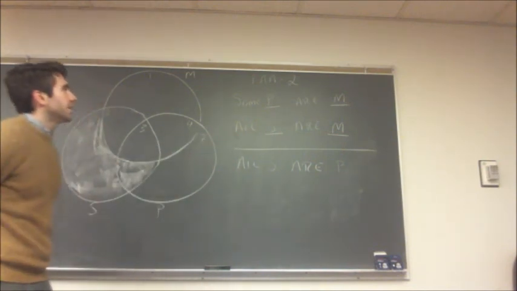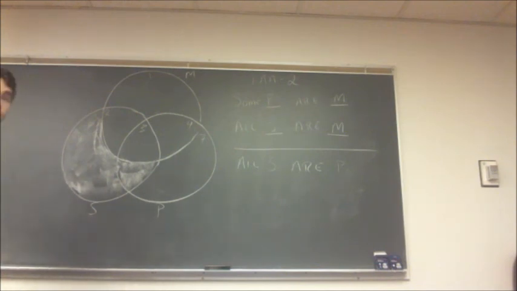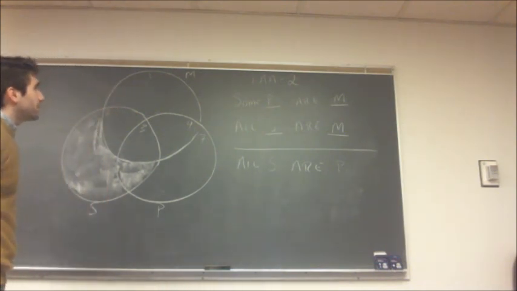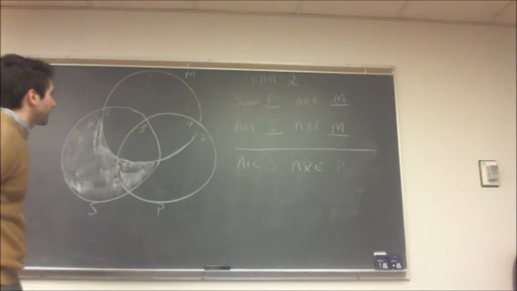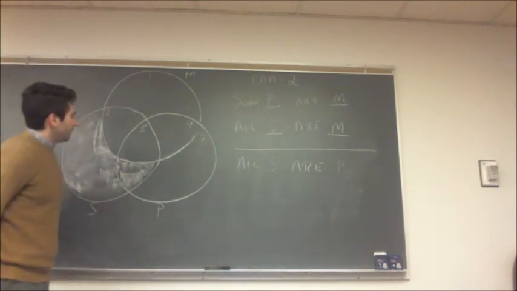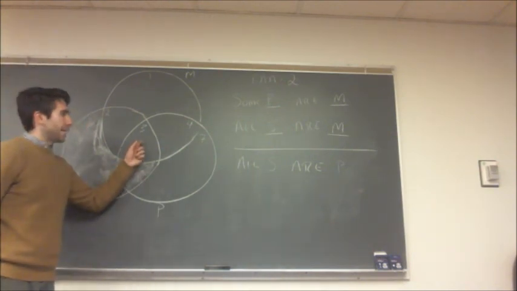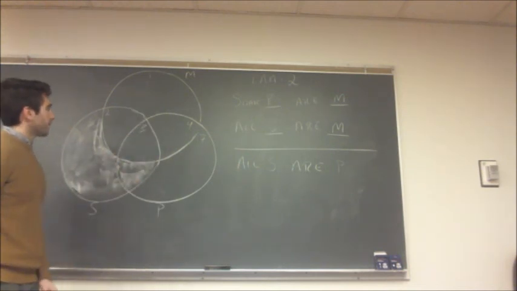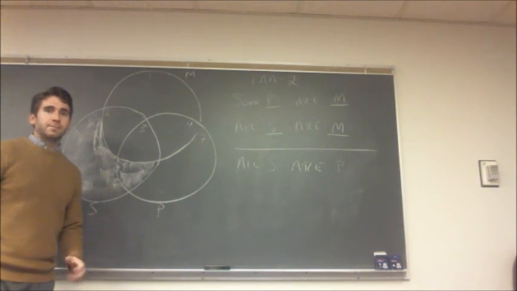Let's move to the first, some P are M. Since it's particular, we're going to have to put an X on here. The question is, where do we put it? Well, we want to put it in a way that shows that there's something that's both P and M. So the question is, where do we put it? Well, if it were in 3, that'd be something that's P and M, because it's in the P circle, and it's also overlapping the M circle. So do we put it in 3? Think about it for a second.